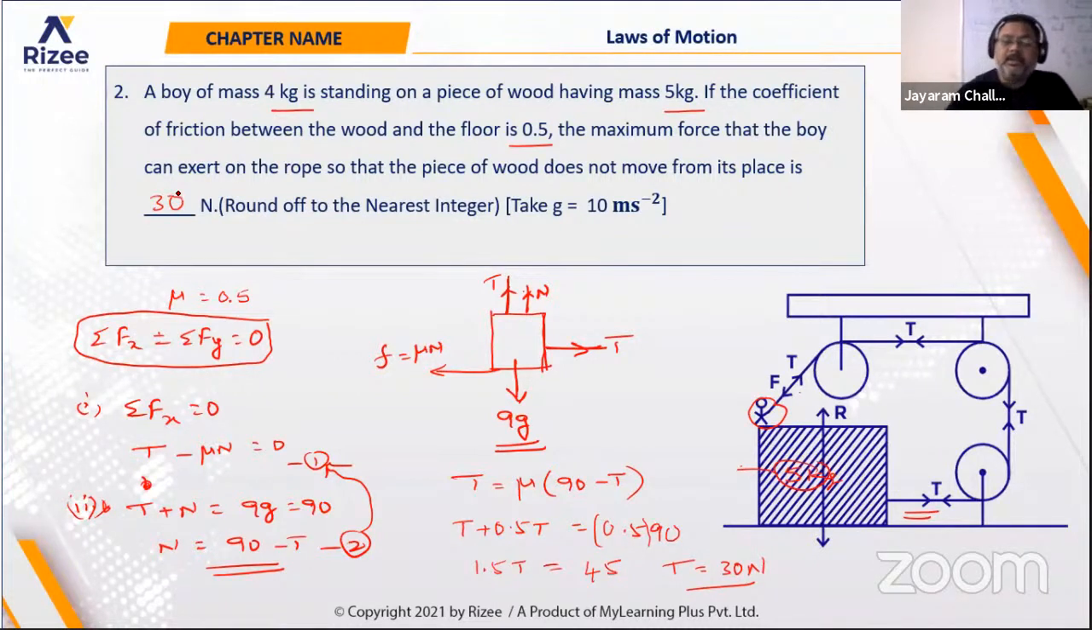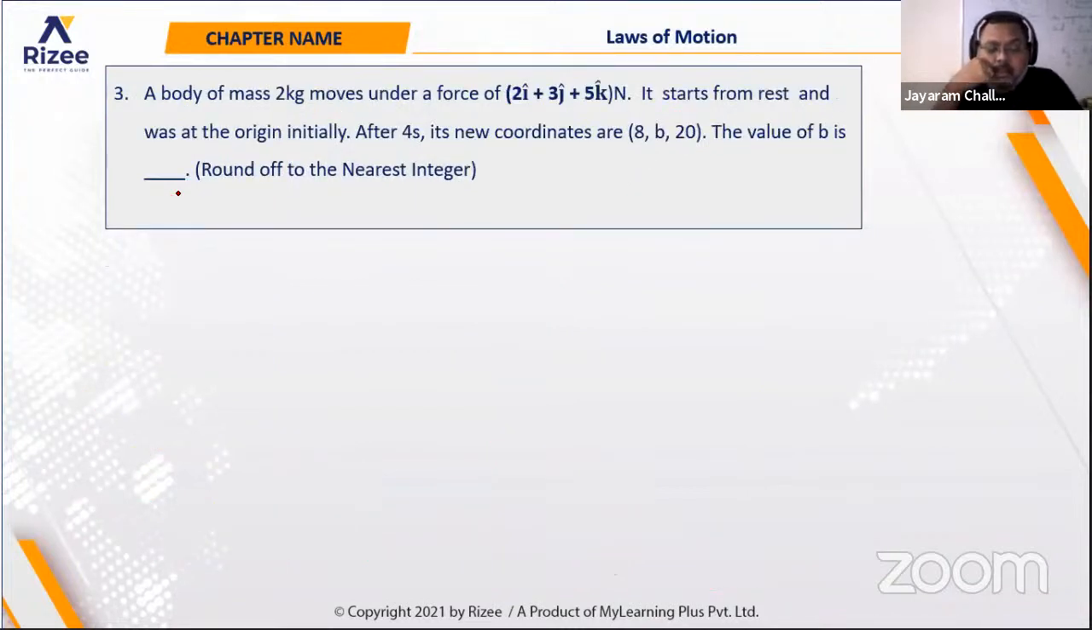Now, coming to the next question. A body of mass 2 kg moves under a force of 2i plus 3j plus 5k newtons. It starts from rest. What do you mean by it starts from rest here? Initial velocity should be equal to 0. And it was initially at the origin, that means initial displacement x naught is also equal to 0. So after 4 seconds, he is giving the time value, where time t is equal to 4 seconds.